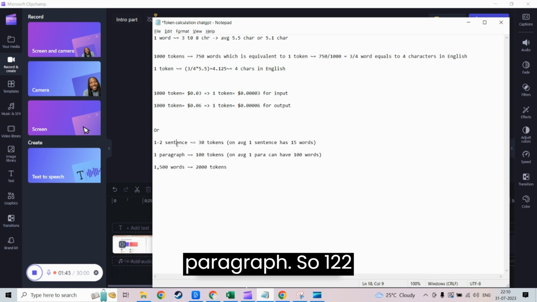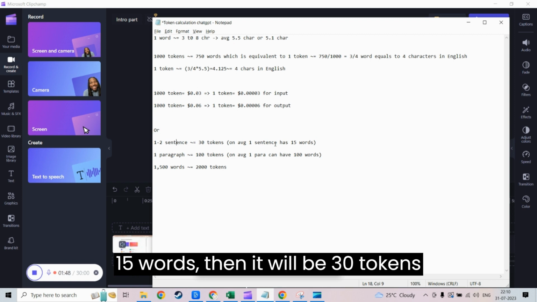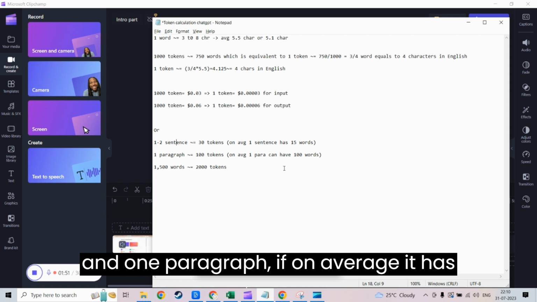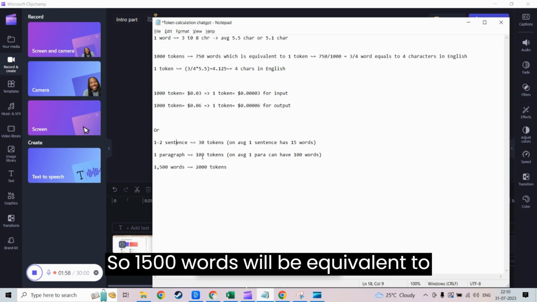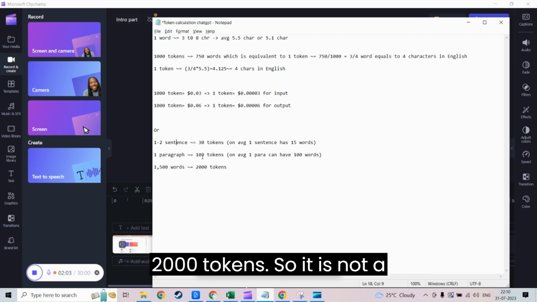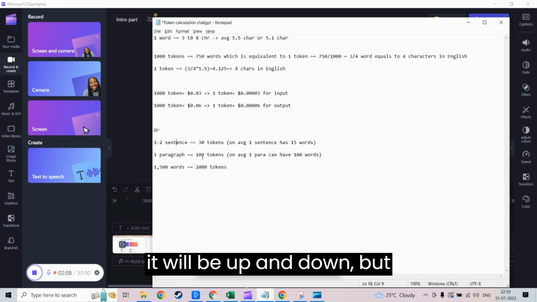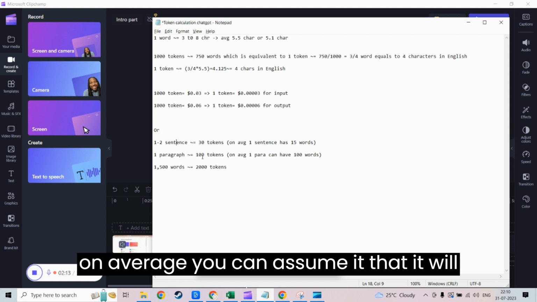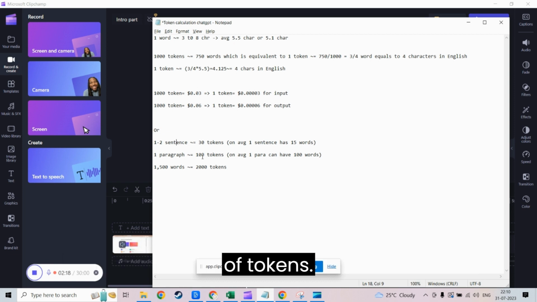And next, I wanted to show you the high level number of tokens required for a sentence or paragraph. So one to two sentences, on average, if it has 15 words, then it will be 30 tokens. And one paragraph, if on average it has 100 words, will be 100 tokens. So 1500 words will be equivalent to 2000 tokens. It is not that you'll always have exactly this many tokens for this many words, it will always be up and down, but on average you can assume it will cost you this much based on this number of tokens.